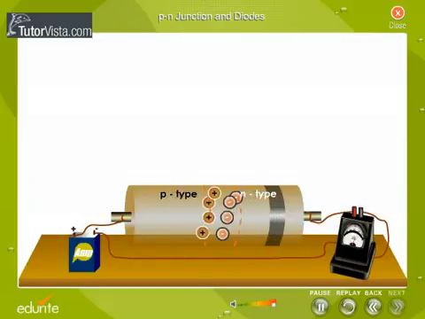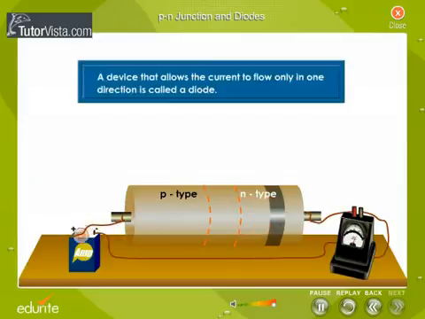Thus, the p-n junction allows current carriers to flow through it if the junction is forward biased. A device that allows the current to flow only in one direction is called a diode. Thus, p-n junction can be described as a diode.